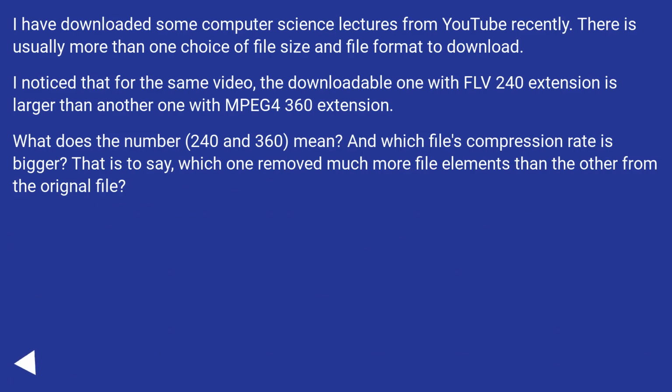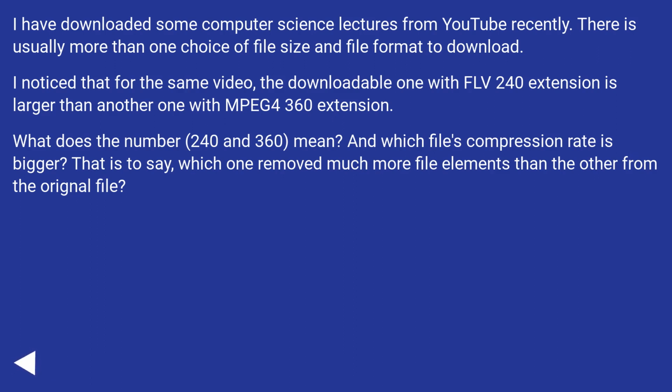I have downloaded some computer science lectures from YouTube recently. There is usually more than one choice of file size and file format to download. I noticed that for the same video, the downloadable one with FLV 240 extension is larger than another one with an MPEG-4 360 extension.